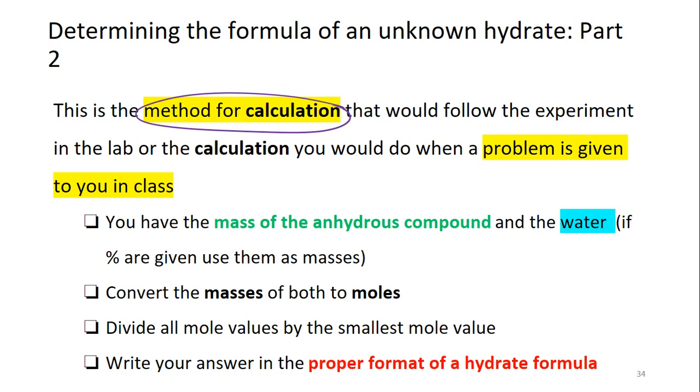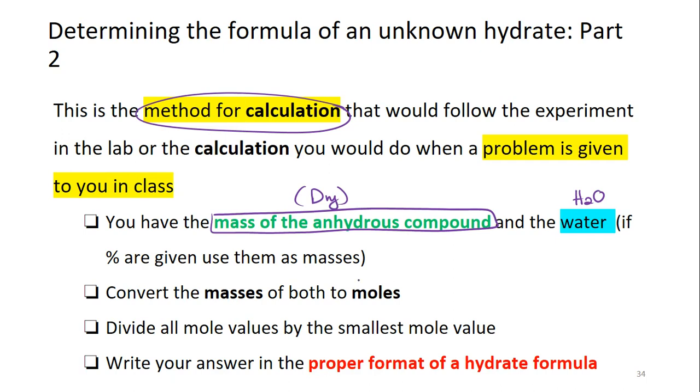The problem that you'll be given will be presented like it was done in the lab. You'll be given a bunch of data, so you have to take that data and do a real calculation with it. You'll be given the mass of the anhydrous compound, that's the mass of the dry stuff, and then the mass of the water that actually evaporated. If they are given as percentages, you can turn them into masses just like you did in percent composition.